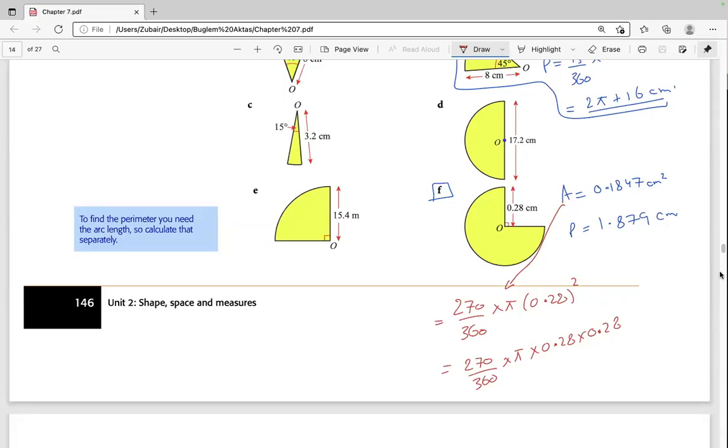Okay, I'll do it step by step with you. 270 by 360 is 3 by 4. That is 0.75. Just punch that in and do we have the same answer? 270 by 360 is 0.75. Yes. And then we multiply with 3.14 and we get 2.355.